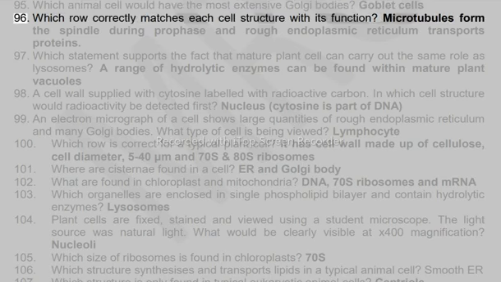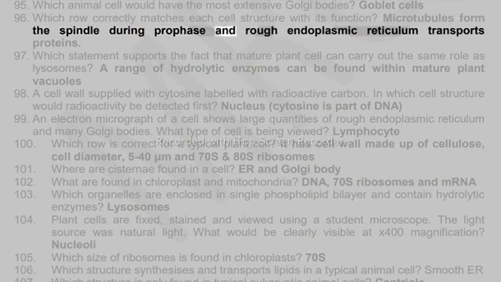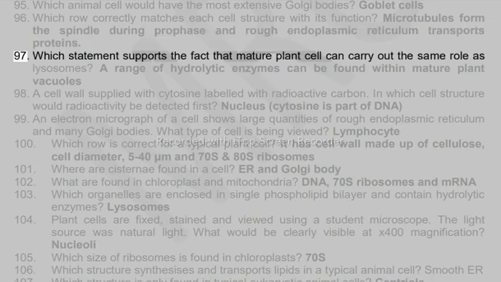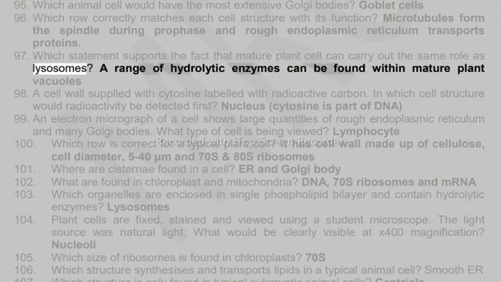Goblet cells. 96. Which row correctly matches each cell structure with its function? Microtubules form the spindle during prophase, and rough endoplasmic reticulum transports proteins. 97. Which statement supports the fact that a mature plant cell can carry out the same role as lysosomes? A range of hydrolytic enzymes can be found within mature plant vacuoles.